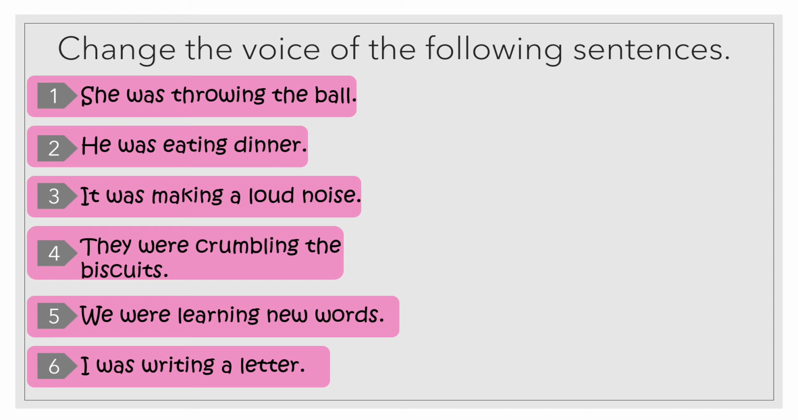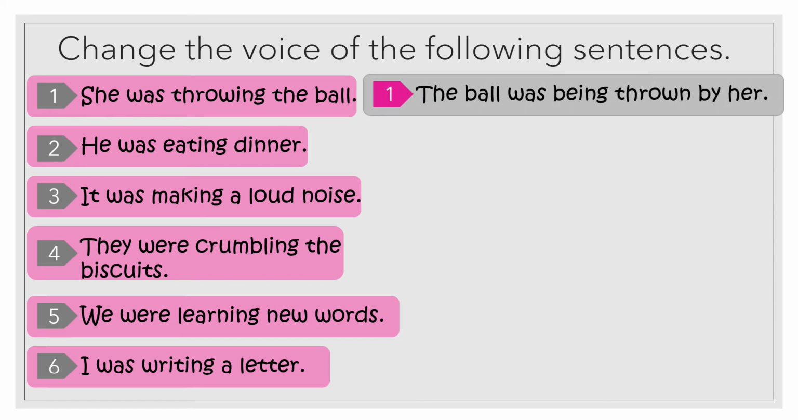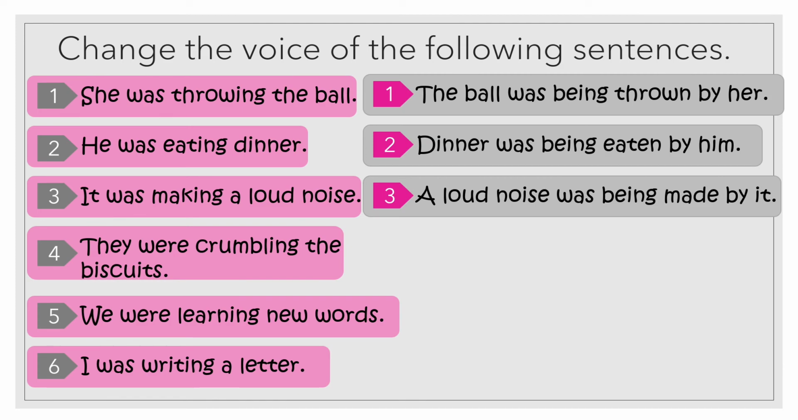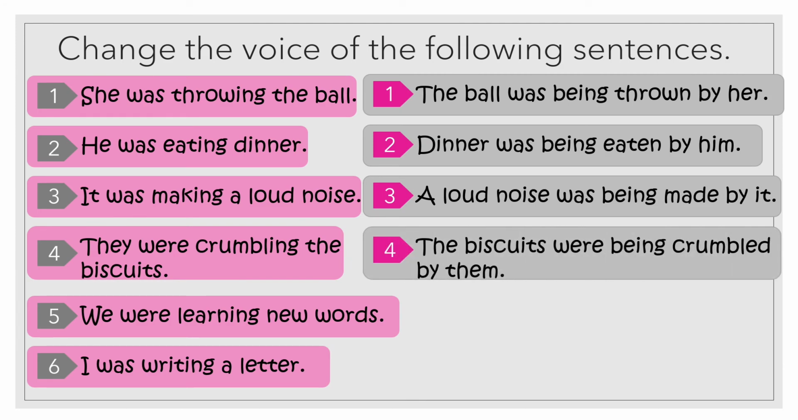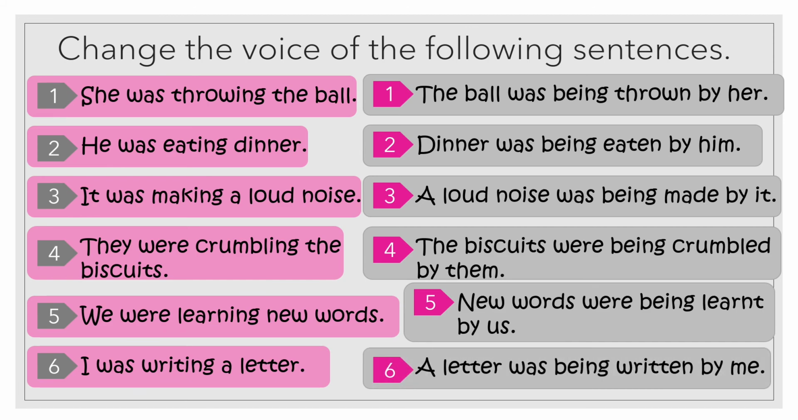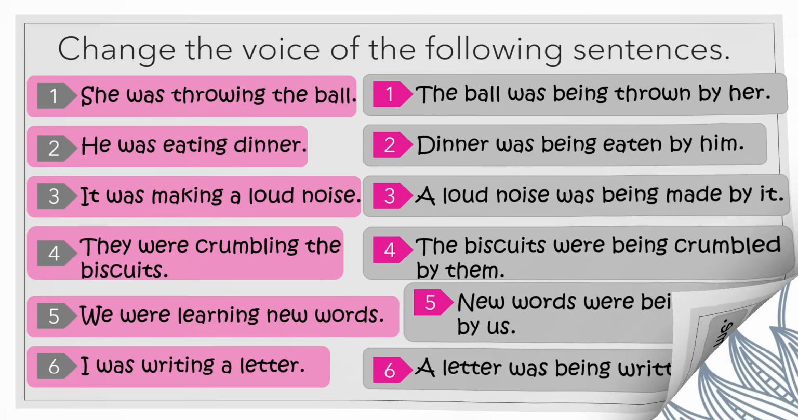Now let's check our answers. The ball was being thrown by her. Dinner was being eaten by him. A loud noise was being made by it. The biscuits were being crumbled by them. New words were being learned by us. A letter was being written by me.